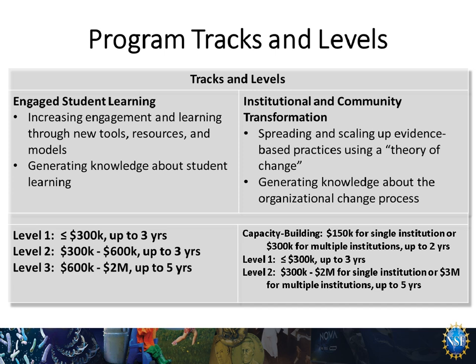So I want to remind you to, as you're thinking about your project, really think about how much money you will need to actually pull off the work that's proposed, and not look at the maximum. So for level 2, you can go up to $600,000 as an example. For ESL, doesn't mean you have to request $600,000, but that is the maximum allowed. You may not need the whole $600,000, and you may not need the whole 3 years, and that's certainly allowable and fine for both the ESL and ICT tracks.